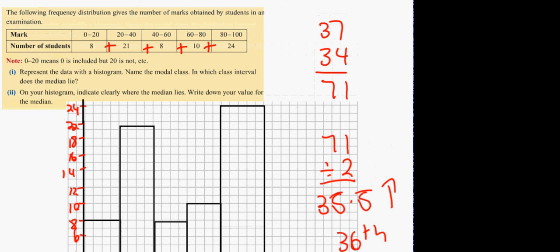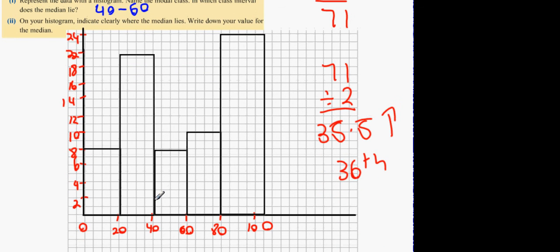Now, where is the 36th person? Let's find out. They're not going to be in the first group, that's the first 29, isn't it? Because 8 plus 21 is 29. They're located from 29 to 37, which is in the 40 to 60 region. So it's going to be 40 to 60. On your histogram, indicate clearly where the median lies. The median lies in between 40 and 60, but it is the 36th person.